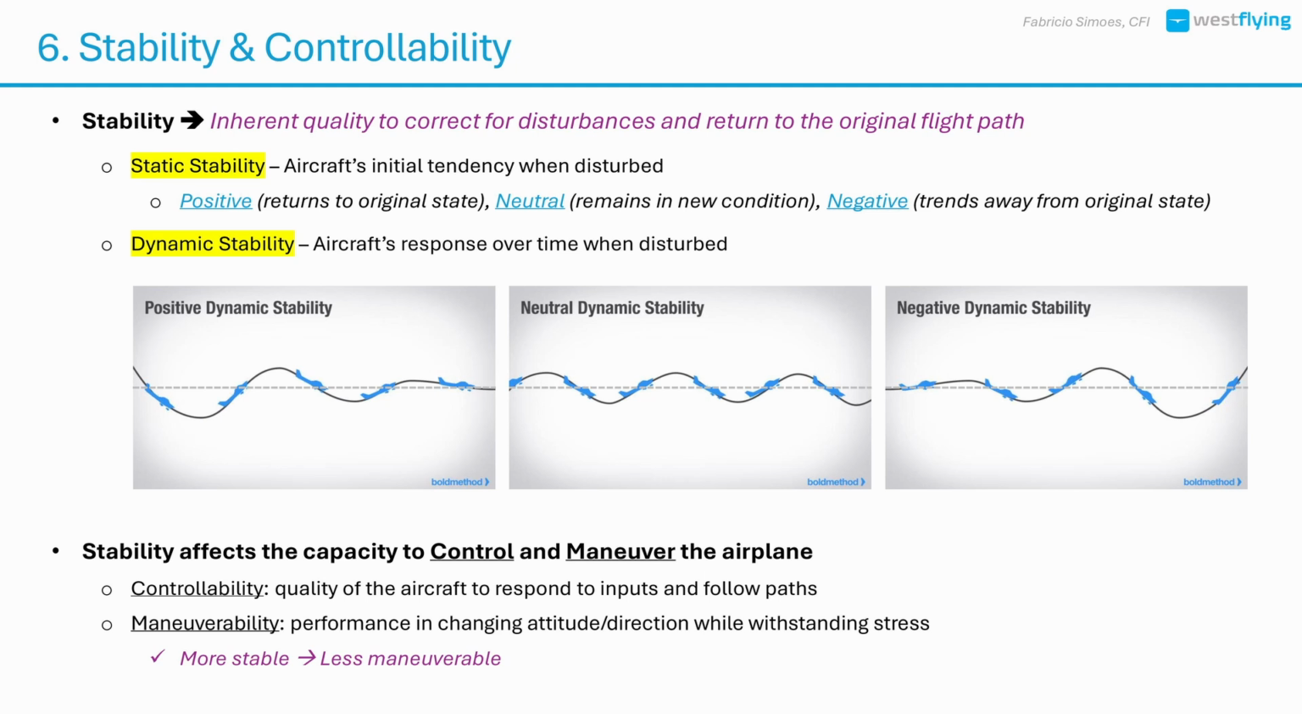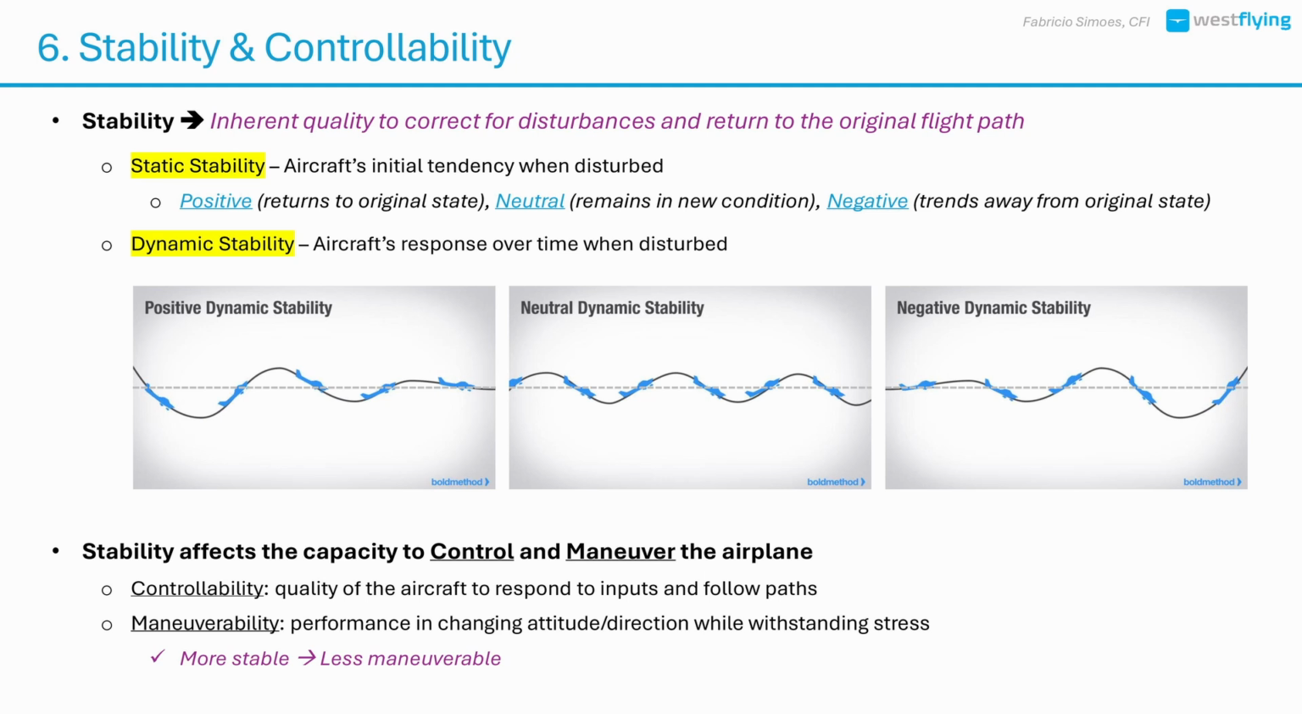The first type is called static stability, which is the initial response. If you pitch the nose up and let go, does the aircraft start to correct itself, stay where it is, or keep pitching away? If it starts returning, then you have positive static stability. If it stays in the new pitch, that's neutral stability. If it worsens and pitch continues to increase, it is called negative static stability.